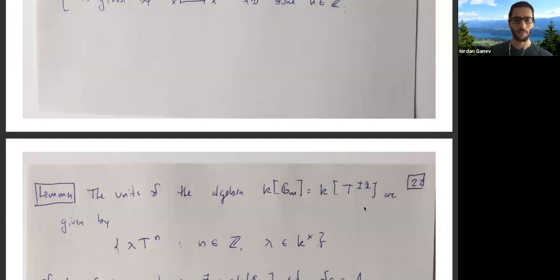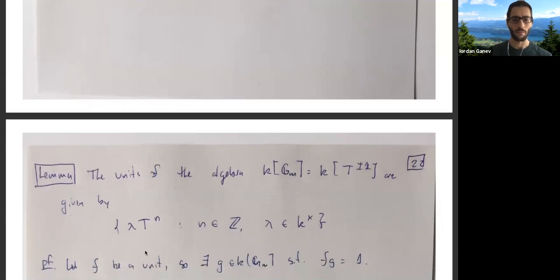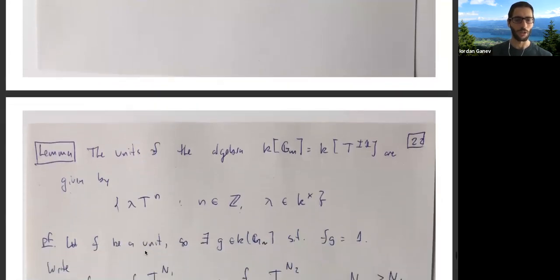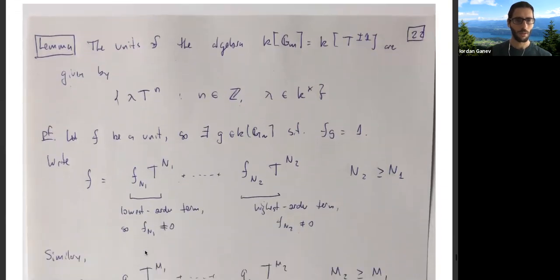And the units of this algebra are just given by the following things. We have T^n for some n in Z multiplied by a non-zero scalar. So that's a unit, and it's easy to see that it's a unit. And the claim is that these are all the units in this algebra. Remember, a unit in an algebra is an element that's invertible: there exists another element such that the product is 1. So actually that's how the proof starts.